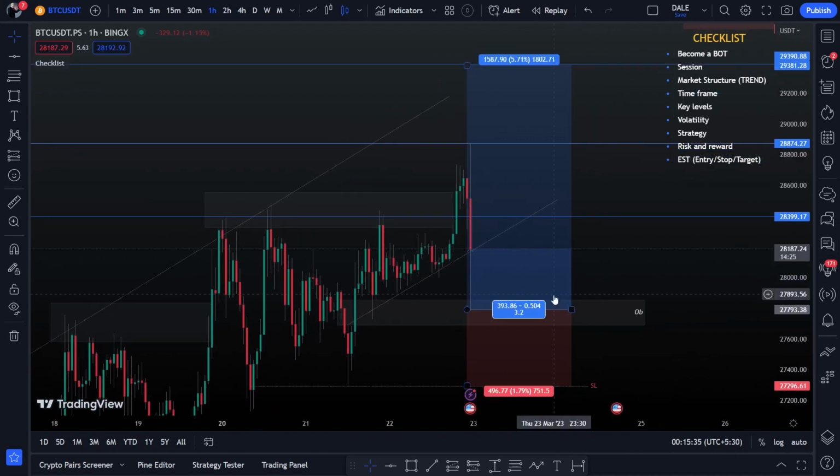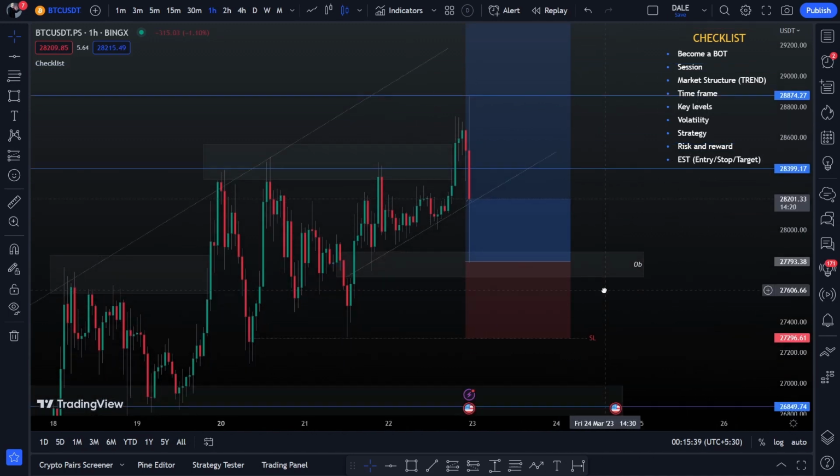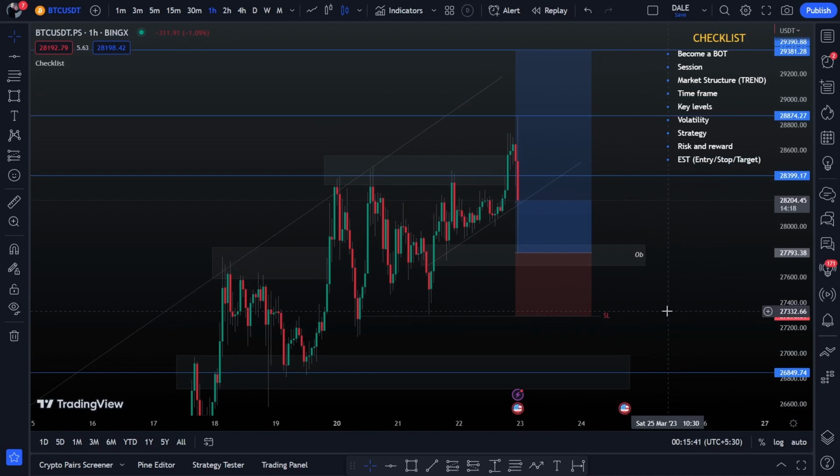So saying it again, aim for the entry, aim for the stop loss. Don't aim for the target. Aim for the stop loss. Check where your stop loss is. The lesser it is, the more profitable you're going to be.